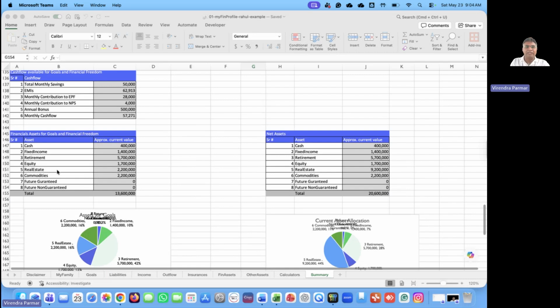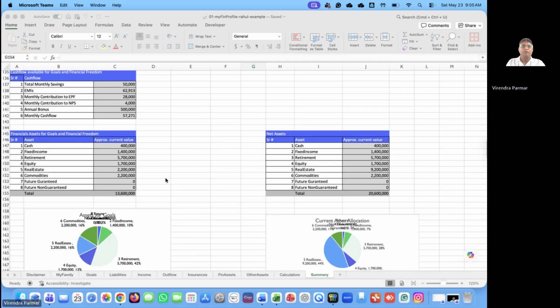Another important thing is real estate. Here the primary house is not considered as available to you for your goals or financial freedom, because it is assumed that you will stay there. You would like to live there forever, so that's why it's not considered. But if you see this table, it has everything including your primary house. So this is your net assets. In the case of Rahul, his net assets are around 2 crores, while what is available for goals and retirement is around 1.36 crore.